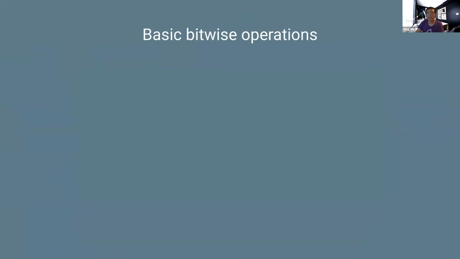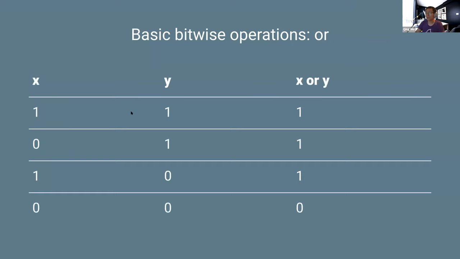So now let's go through some of the basic bitwise operations. I'll cover these 4: bitwise OR, AND, NOT, and SHIFT. First up is bitwise OR. What it does is in this table.